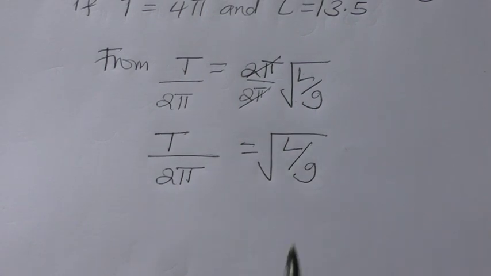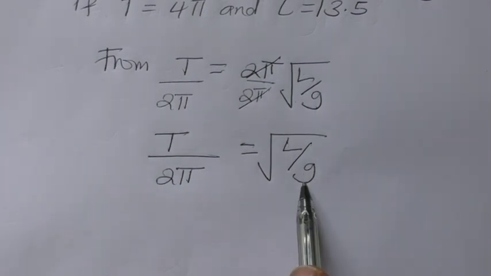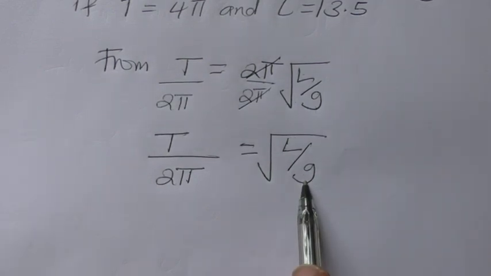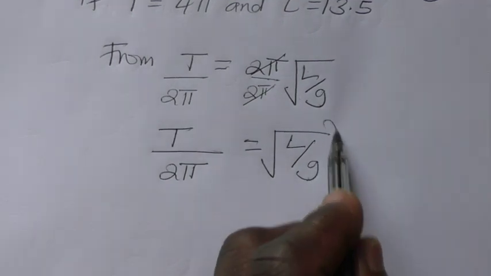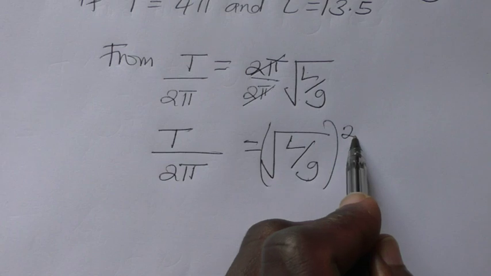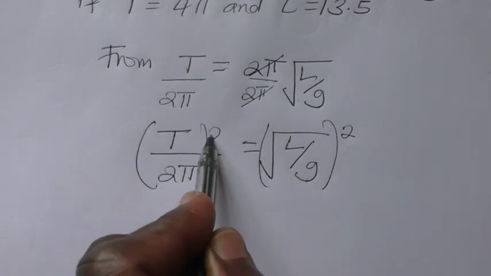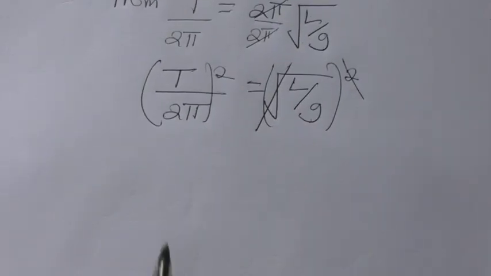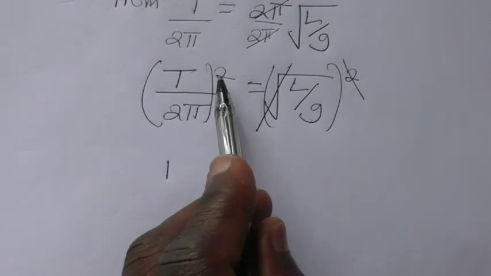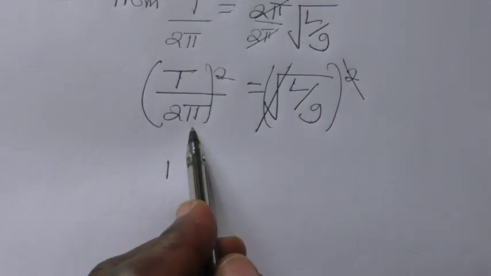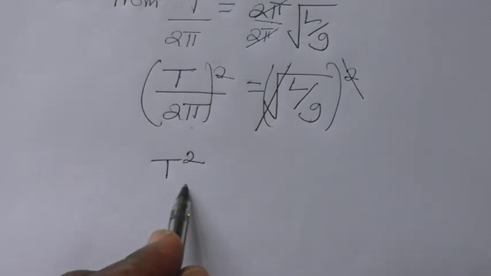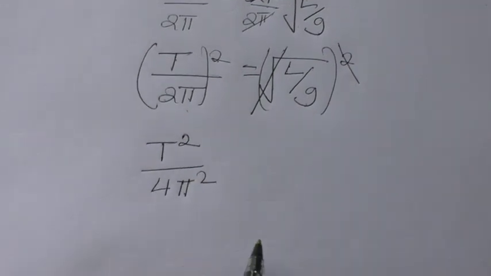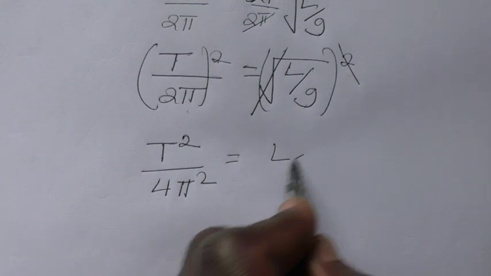And since the root is acting as a fence or a defensive mechanism for L and g, we first break it out. We can break that out by squaring, and whatever we do on this side must be done on the other side as well. That reduces with that, and we come up with the square on both the numerator and denominator. That is t squared over, when we square this we get, 4 pi squared equals L over g.